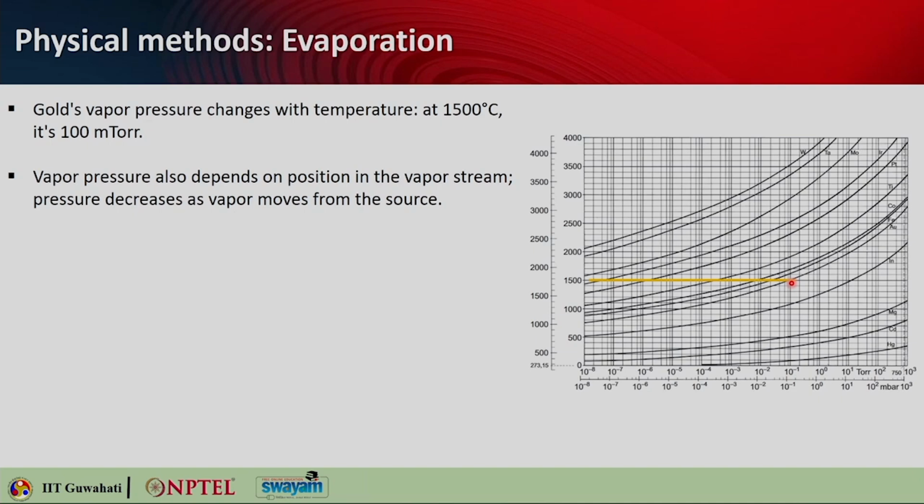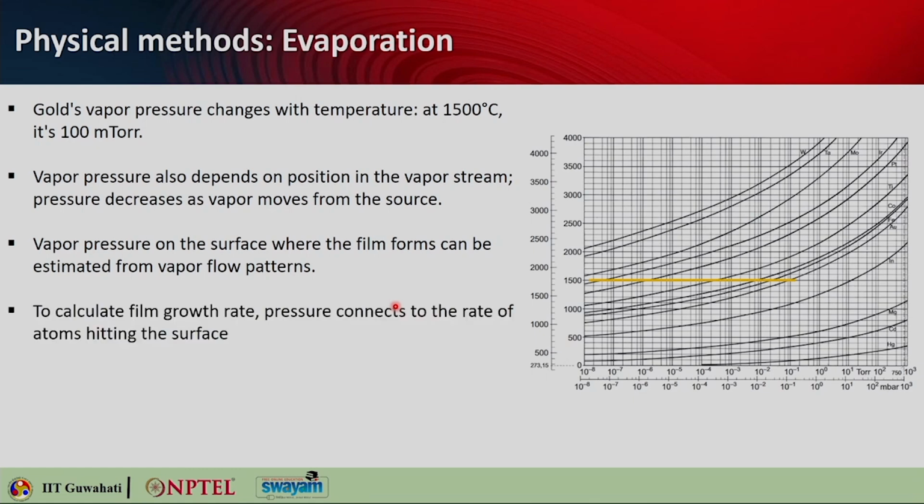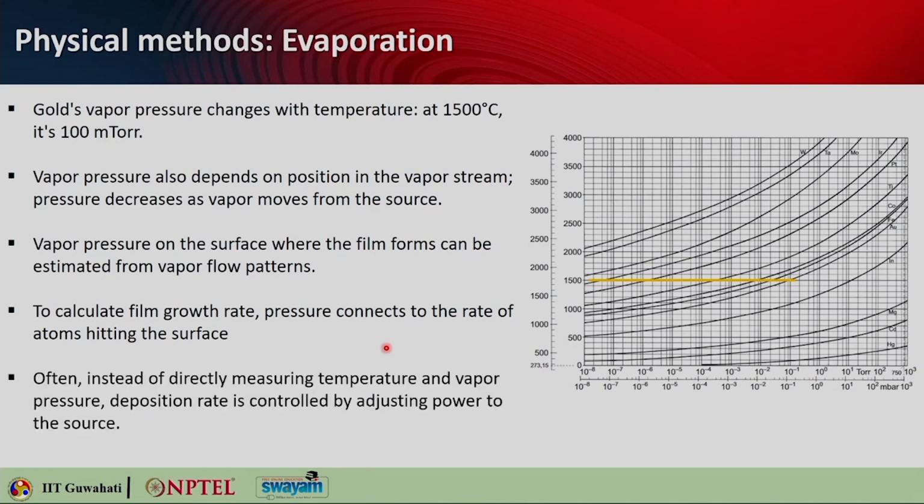So, the pressure decreases as the vapor moves away from the source. Makes sense? The closer it is to the source, the higher the vapor pressure will be. So, vapor pressure on the surface where the film forms can be estimated from the vapor flow patterns. And to calculate the film growth rate, pressure connects to the rate of atoms hitting the surface. That way you can calculate the rate at which your thin film will be growing.